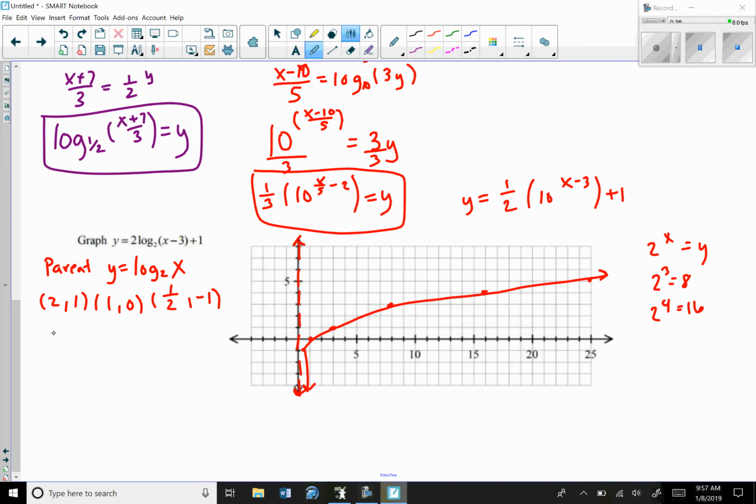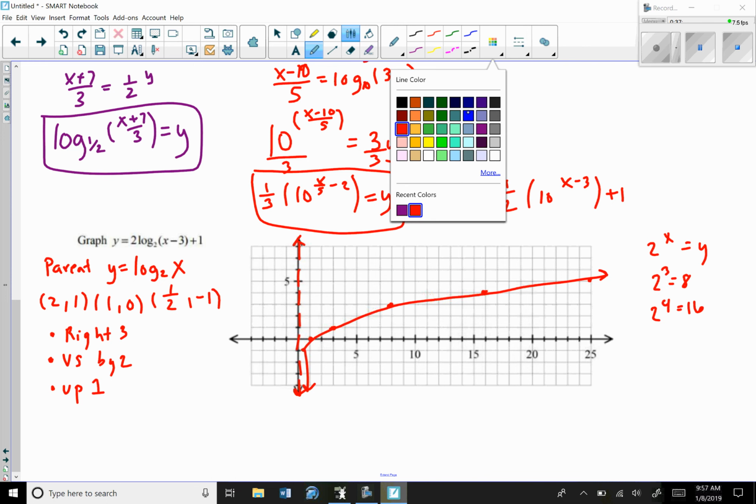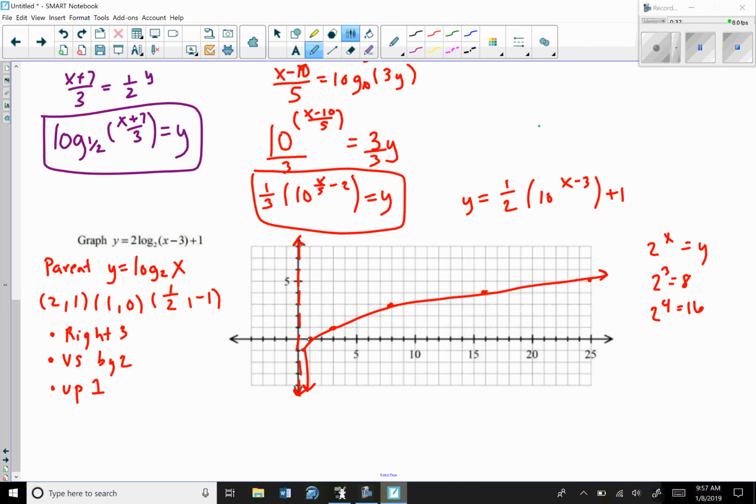Now we do our transformations to our parent graph. So what are the transformations? We always want to do horizontal ones first. We're moving it to the right 3. Then we're going to vertically stretch it by 2. And then we're going to move our graph up 1. So to move it to the right 3, let's just use green. That means the asymptote is also moving right 3. So 1, 2, 3. It's going to be here.